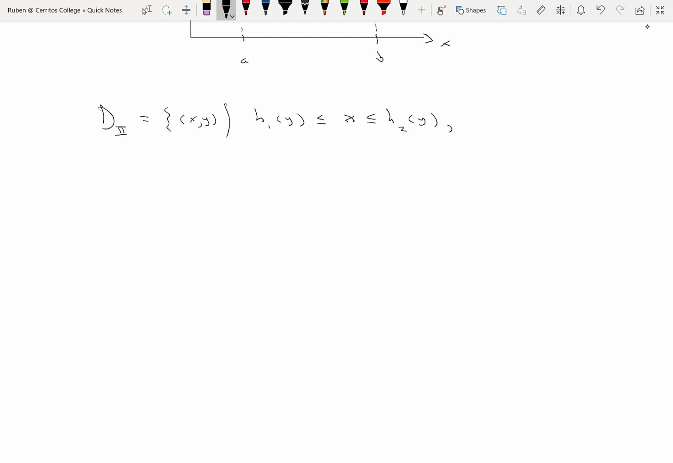And the y values varied between two constants, c and d.